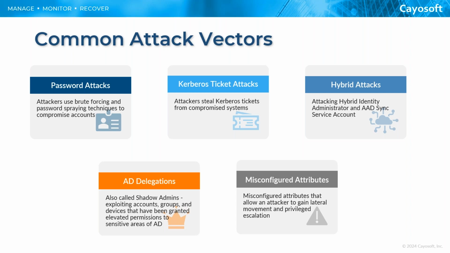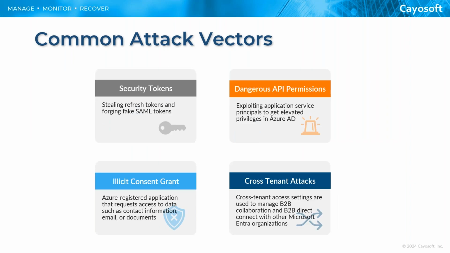Inside of Active Directory and Entra ID, there's all kinds of settings that make up the security. Some of these could be attributes on a particular object, a user account. These misconfigured attributes can allow an attacker to gain lateral movement and privilege escalation if not properly secured. So that's Active Directory. Now let's move on to what it looks like for Entra ID.